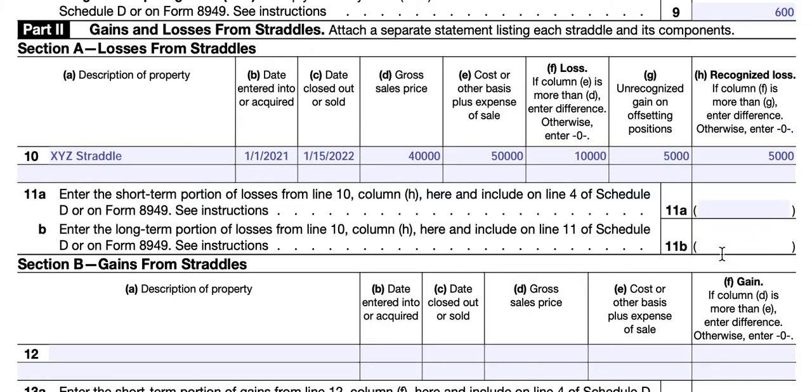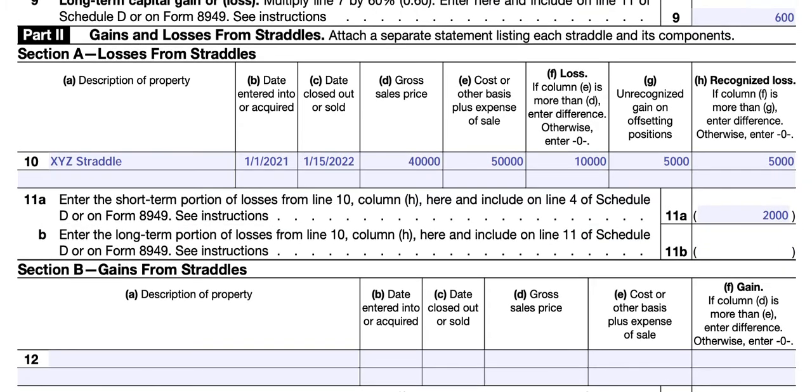So conversely, if this was a long-term loss, you would do the exact same thing, except you would enter it in Part 2 of your Form 8949 or on line 11 of your Schedule D, either Form 1040 or 1041. And then you would enter this Form 6781 Part 2 in column A, and then you would enter the loss as a negative number in parentheses in column H. So let's just say that's how the losses were structured.